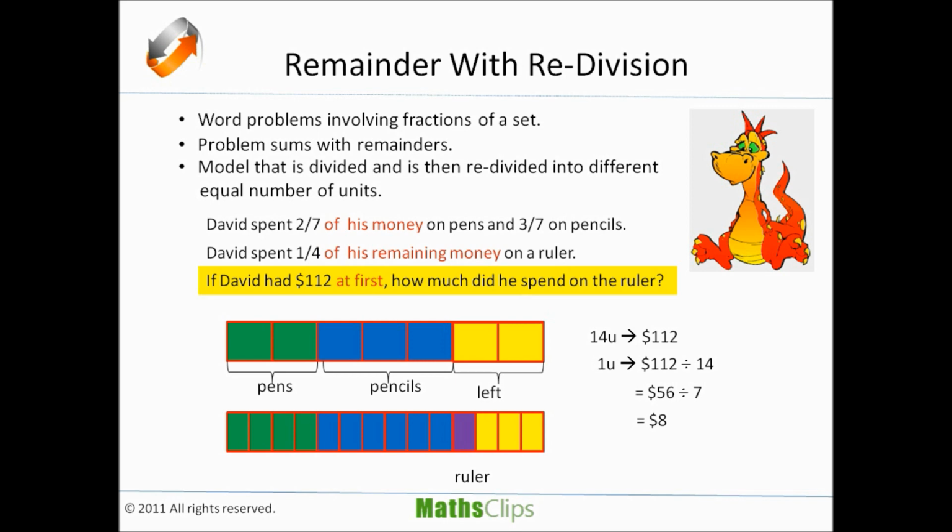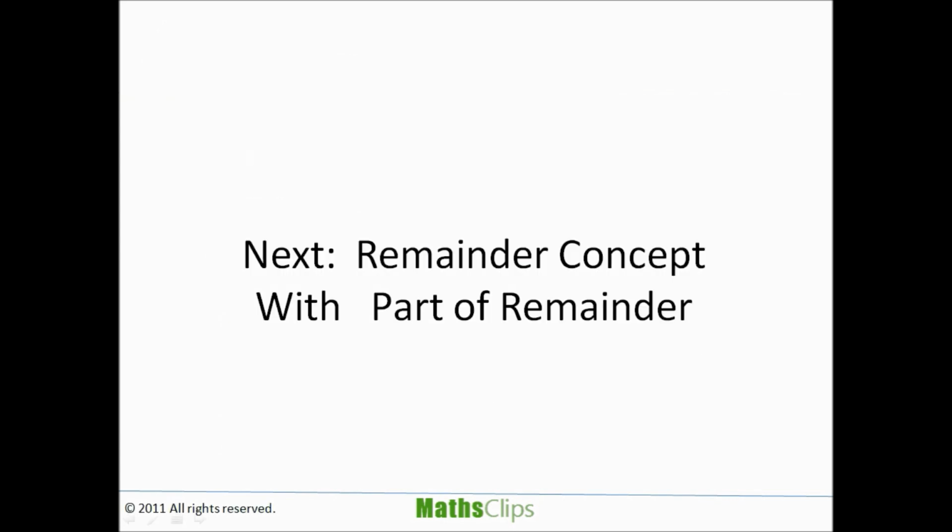So the purple one represents the ruler, which is 1 unit, and so the answer is David spent $8 on the ruler. In the next lesson, we'll be covering the remainder concept with part of the remainder.